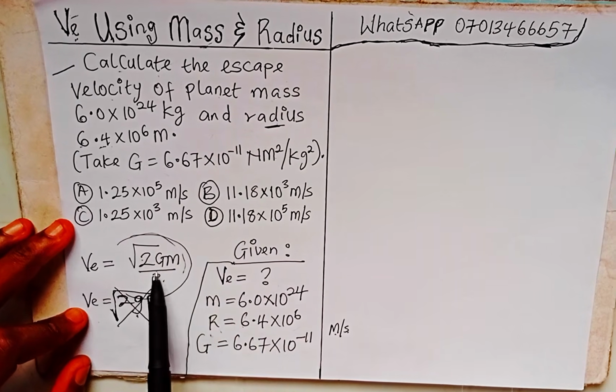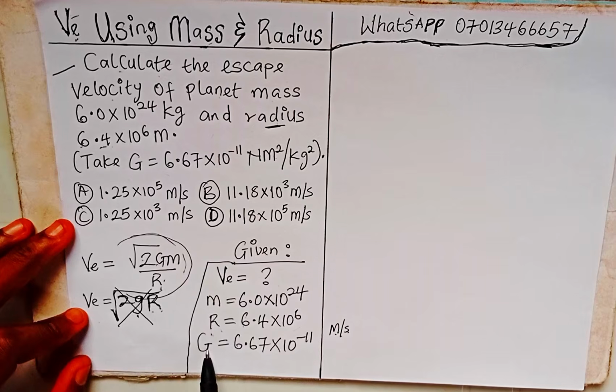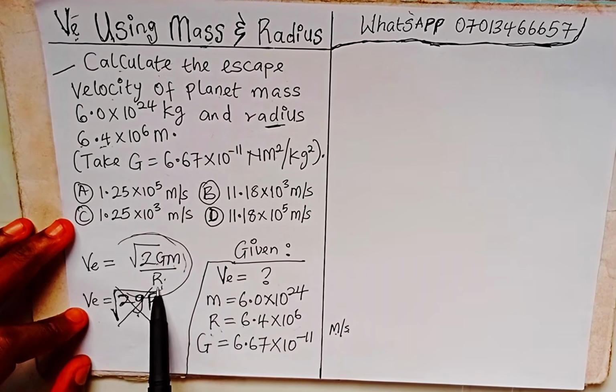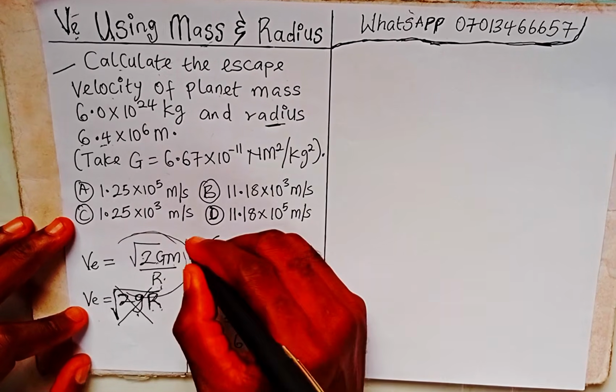We look at this upper formula here. Did they give us capital letter G? Yes, see it here, the gravitational constant. Did they give us mass? Yes, see it here. Did they give us radius? Yes, see it here. So this is the formula we are going to use. This one will work.